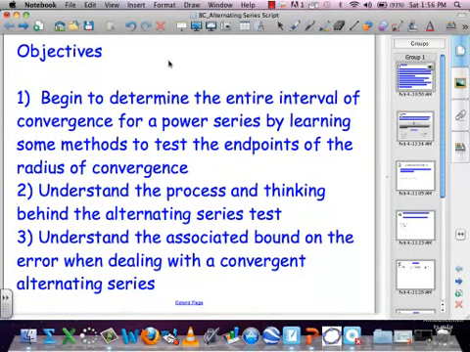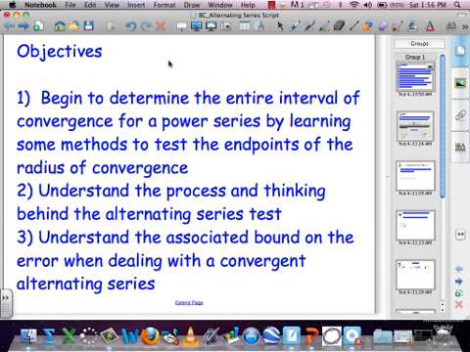Okay, we're going to start to test the endpoints of our radius of convergence to see if they are also valid to determine the convergence of a power series. The first test we're going to look at has to deal with what's called an alternating series. So we want to understand the process and thinking behind the alternating series test.